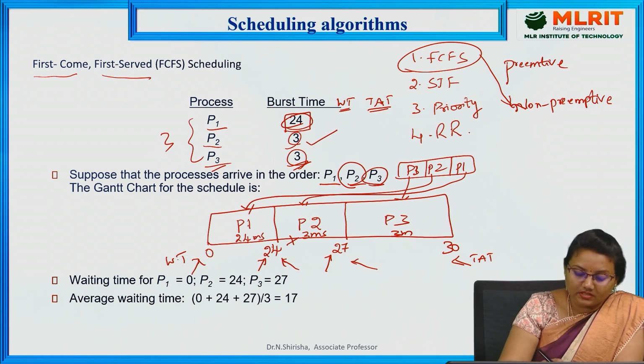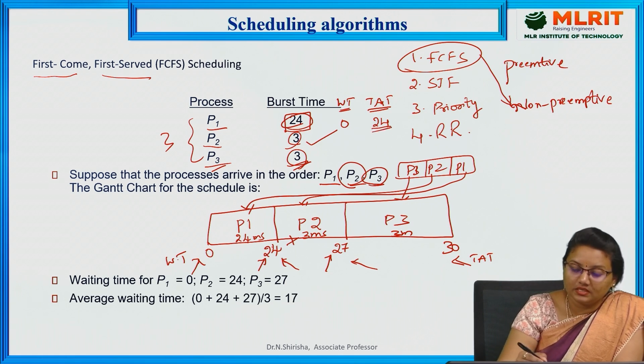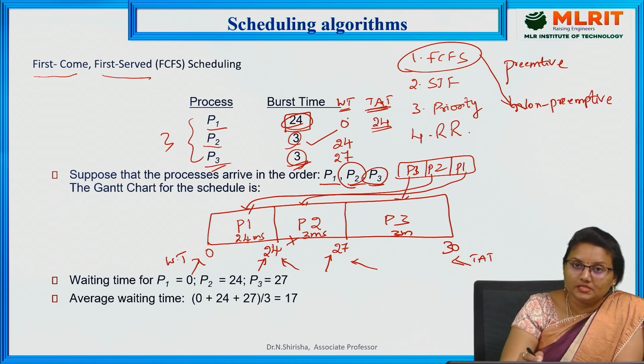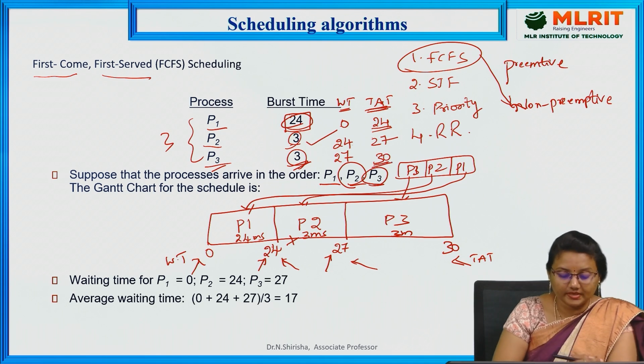Now what is the waiting time for P1? 0. What is the waiting time for P2? 24 milliseconds, because 24 milliseconds is the turnaround time for process P1, and until P1 is executed, P2 will be waiting. For P3, 27 will be the waiting time. Coming to the turnaround time, burst time plus waiting time is the turnaround time: 24 plus 0 is 24, 3 plus 24 is 27, 3 plus 27 is 30.